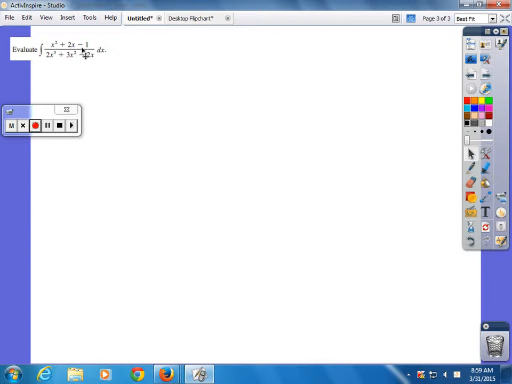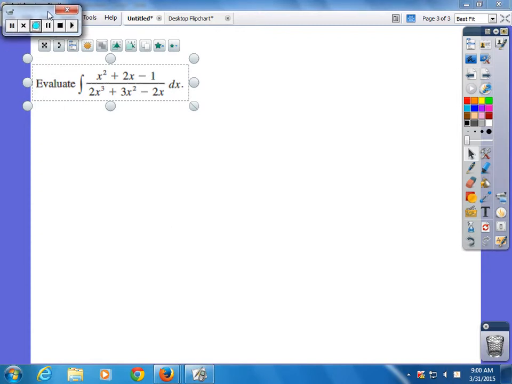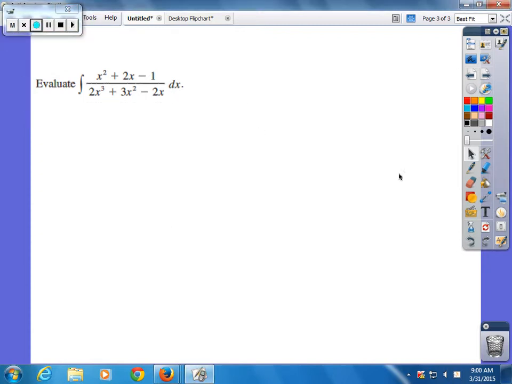There's our problem. First thing you want to do is see if you can divide. Well, you can't, because the degree of the denominator is what? Higher than the degree of the numerator. So you can't do anything. So then you rely on factoring.